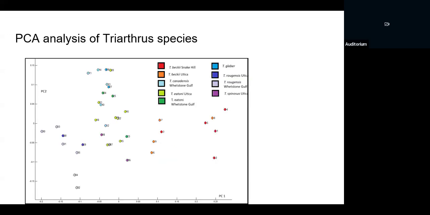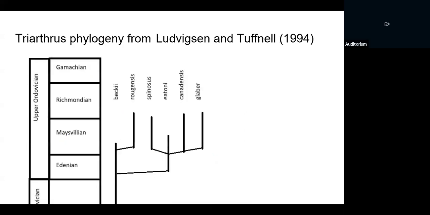The older species of Triarthropus are here on the right-hand side, and the youngest are on the left-hand side, and all these colors represent different species. So this analysis is able to split the Triarthropus by geologic age and also by species. That's statistically significant. And here's a phylogenetic analysis that was produced by Ludvigsen and Tufnell. I think they're on the right track with beckai at the bottom producing eatoni and then some of these other species. And this is the latest thing that I came up with working with Chris McRobertson and Suni Cortland.